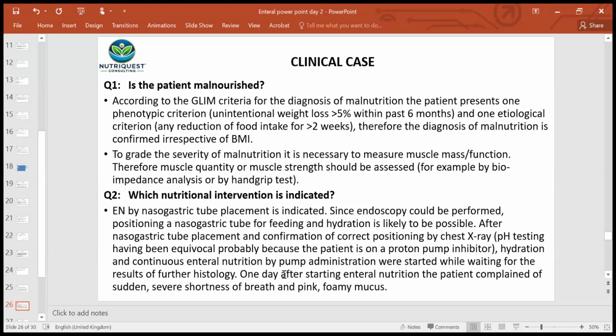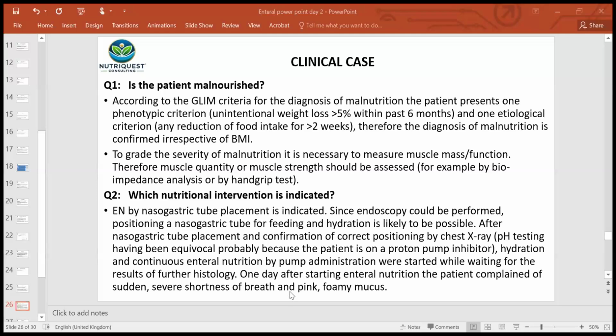months. We read that yesterday, for phenotypic. Yes. So, and one etiological criterion, any reduction of food intake for more than 2 weeks, therefore the diagnosis of malnutrition is confirmed irrespective of BMI. Those of you who said no, must withdraw your answers.